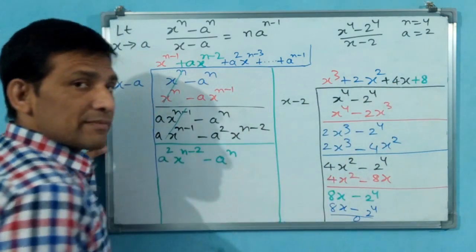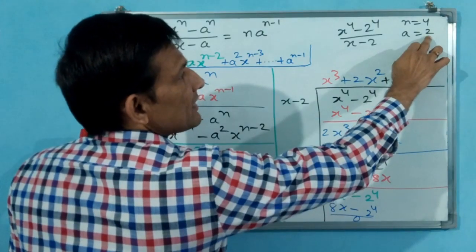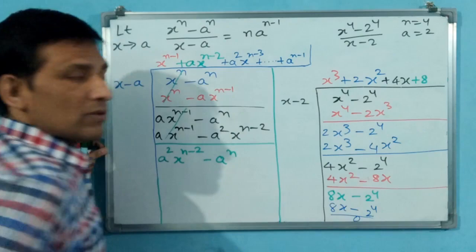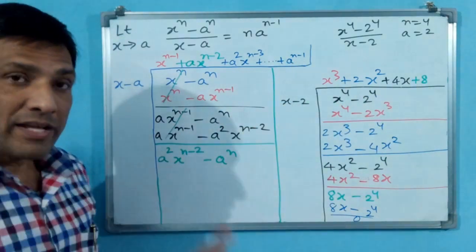What will be the last term? The last term will be a to the power n minus 1. 2 to the power 4 minus 1, that is 2 to the power 3, which is 8. Now we can confirm that the last term is a to the power n minus 1, not a to the power n.